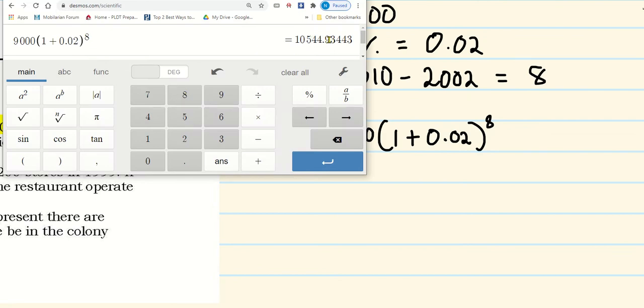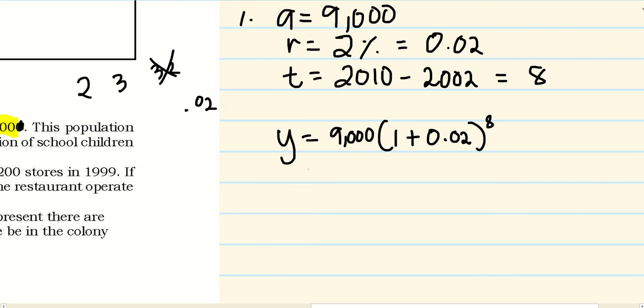So what we have here is 10,544.93. If we round it off, it will become 10,545. Unfortunately, if we round off this one, it is for the future. It will be for 9 years. So we should not round off any number. So this will become y equals 10,544. All right, that is the answer.